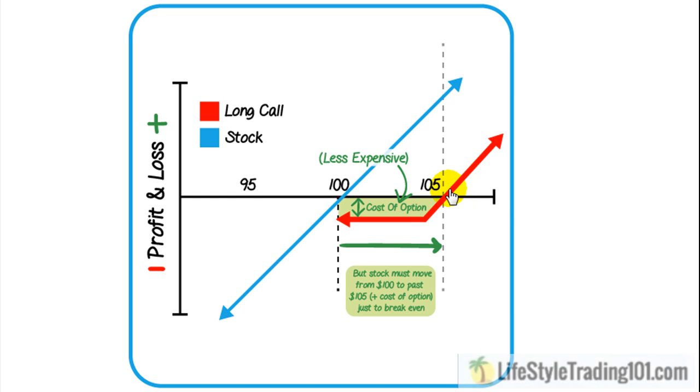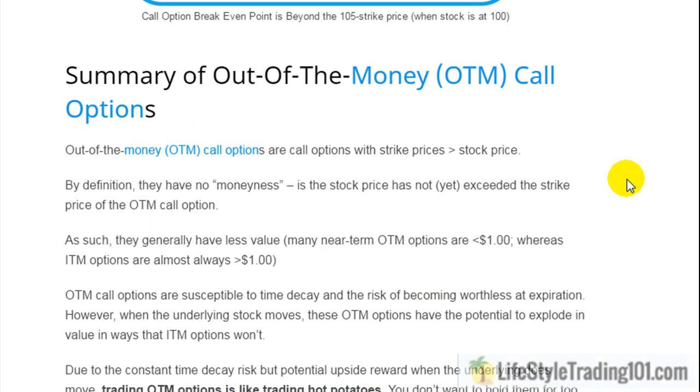Of course, once you start making profit, it starts growing pretty quick. But if you don't go past that 105.5 by expiration, your call option is going to go to zero. You're going to lose the entire principal. So these out-of-the-money calls are, again, like a hot potato. They can explode in value when they move quickly in your favor immediately. But if they don't, you can risk losing all. So there you have it, the out-of-the-money calls.